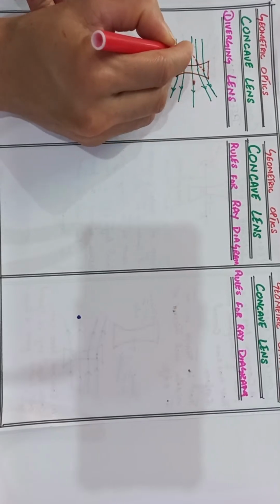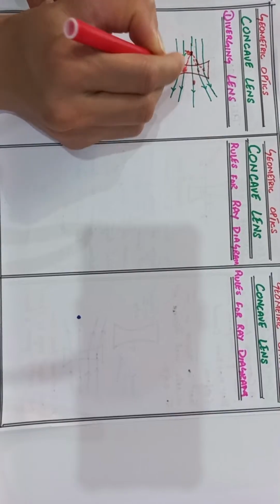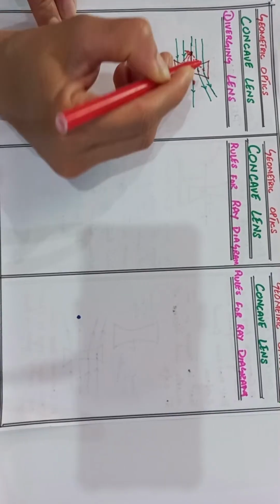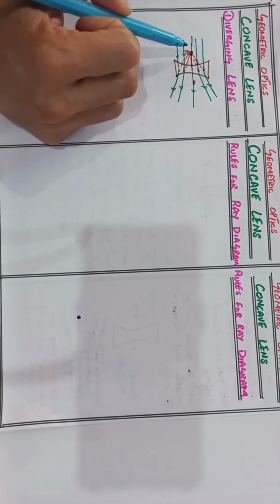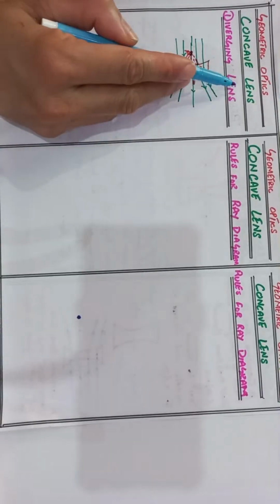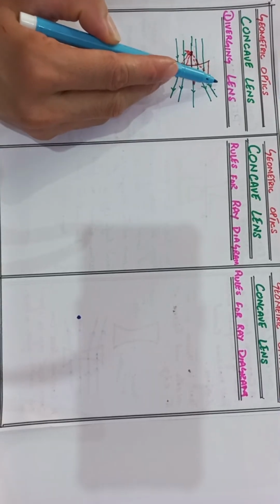So when we trace the rays backward, all the rays meet at a point. This point where the rays meet is known as the focus of the concave lens. If we look from the focus, the rays are diverging from this point. So this lens is known as the concave lens, also called the divergent lens, because it diverges the light rays.